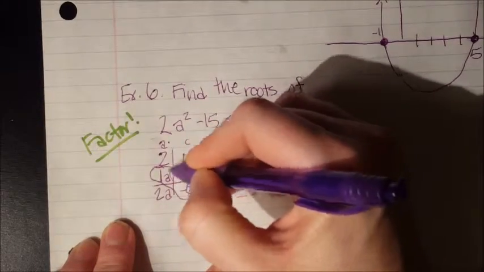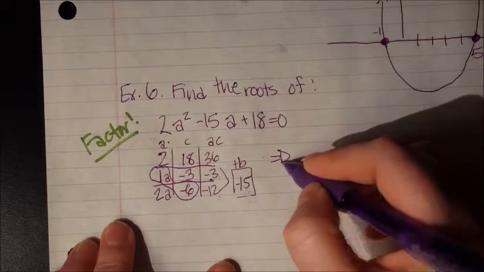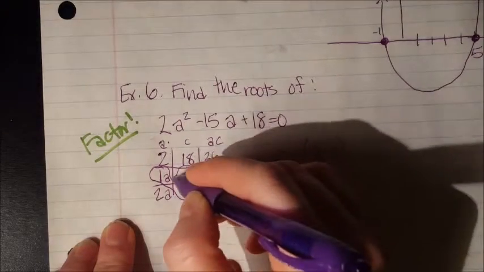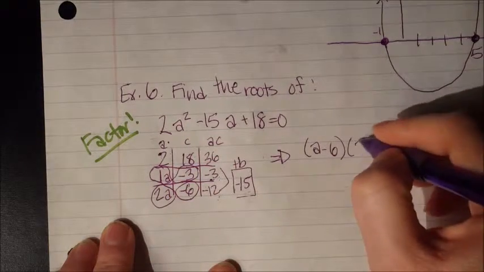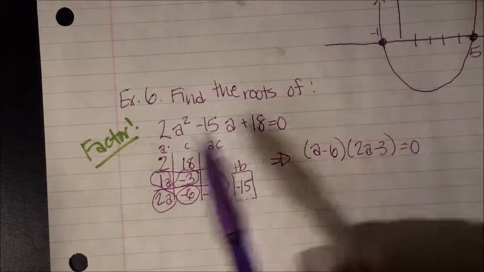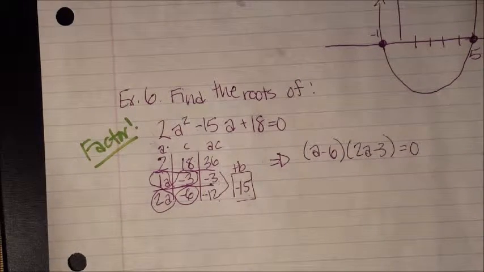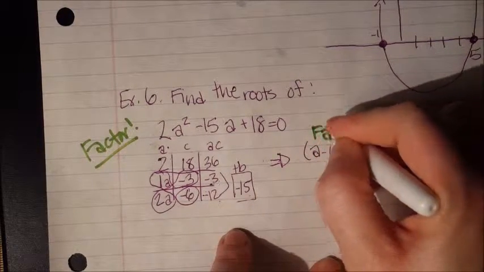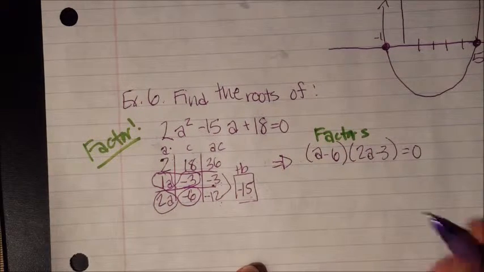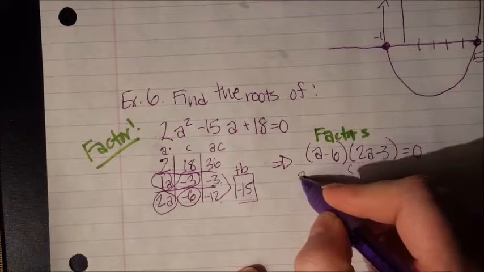Here are my answers. Well, my factors, excuse me. My factored form is a minus 6, and the other one is the other diagonal, 2a minus 3. Remember, this is equal to 0. I just converted the quadratic trinomial into factored form. These are factors. They are not solutions. You're not done. When we have factors, we do the 0 property, which is give it a little squiggle, okay, and set each factor equal to 0.